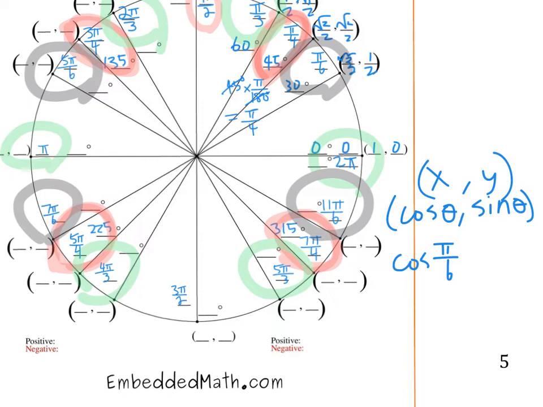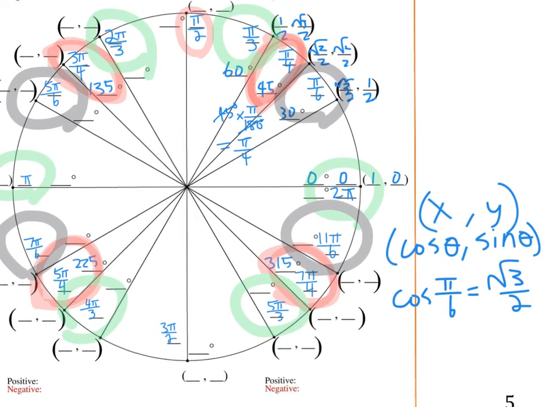So square root 3 over 2 is the answer, and that's how we use the unit circle. So let's try another one. You can use your unit circle to double check.